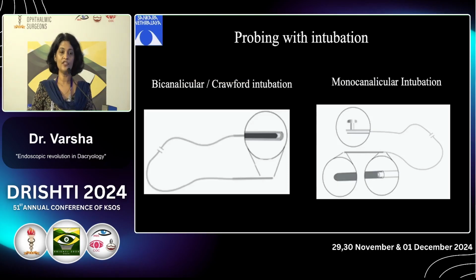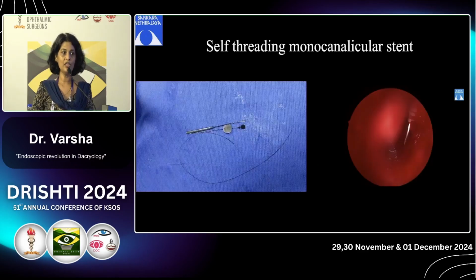Now, in cases of difficult probing, older children, or failed probing in the past, as you know, the success rate is around 80 to 90%. We can use bicanalicular as well as monocanalicular intubation sets. What I usually prefer is a monocanalicular intubation set. This is a self-threading monocanalicular stent. Here I'm using a FCI Ritleng monocanalicular stent.